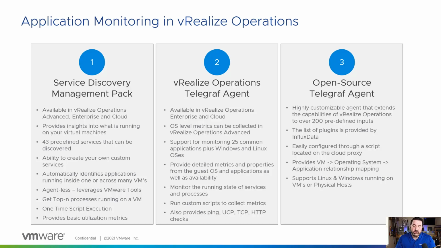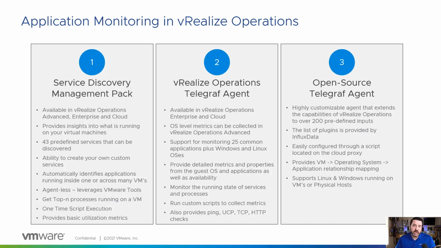So there's a lot we can do with the vRealize Operations Telegraph agent. Now, if we want to take things beyond that, there's the open source Telegraph agent, and this is provided through Influx Data.